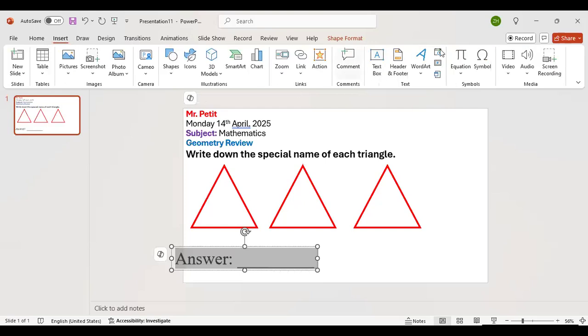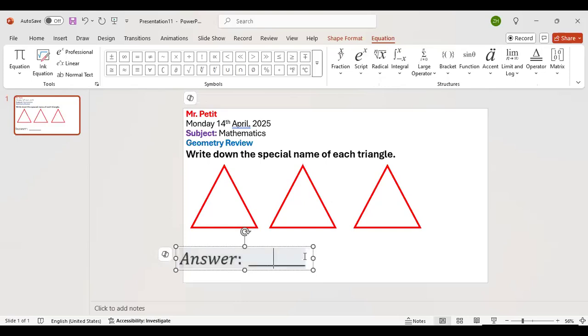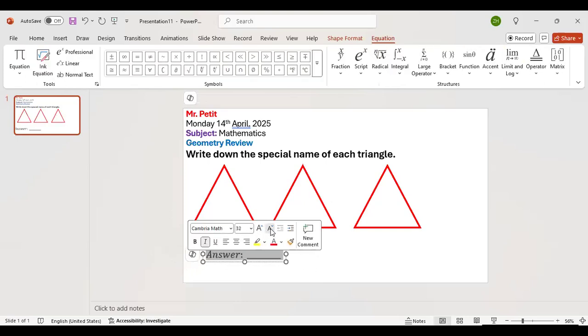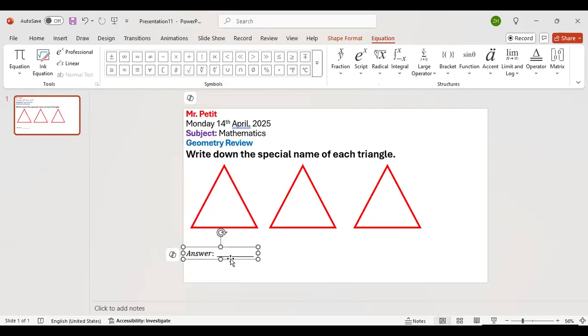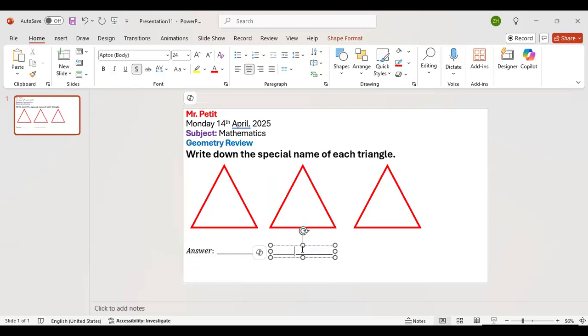All right, so answer, we're going to write down the special name of each triangle. We already have answers, so you just have to leave the blanks there.